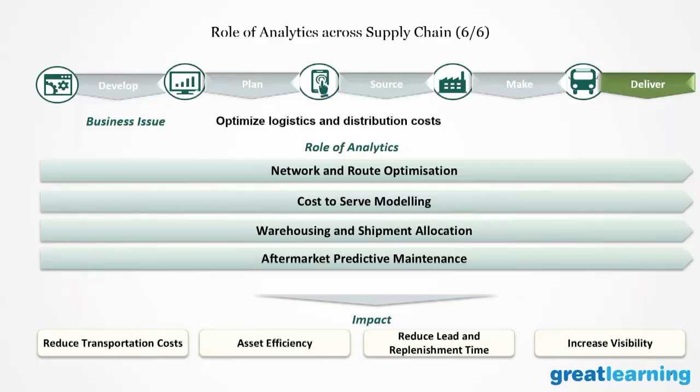Second is again warehousing shipment allocation. So ensuring that the warehouses that you maintain are efficient, in terms of putting the right products, right goods there, and utilizing them as compared to underutilization.